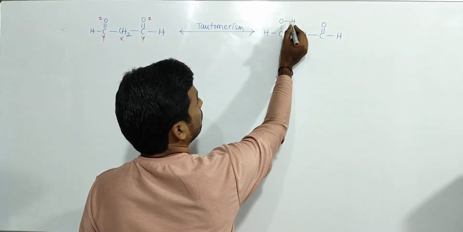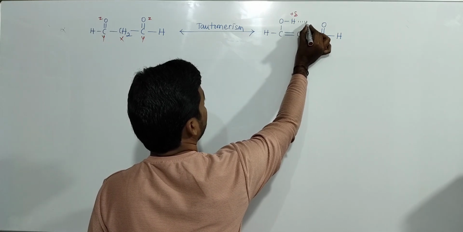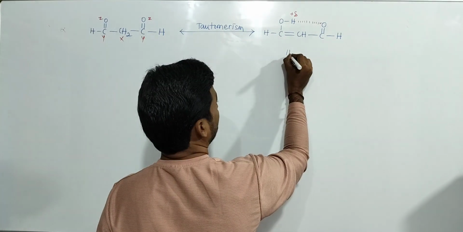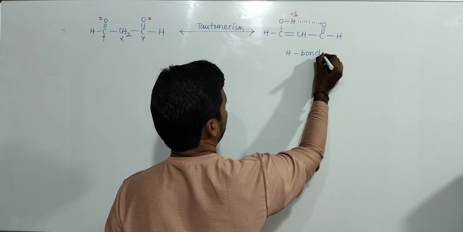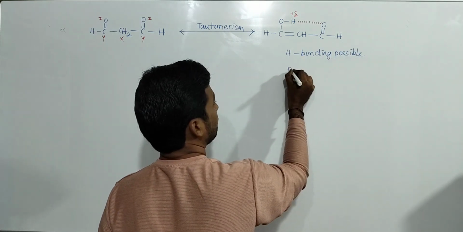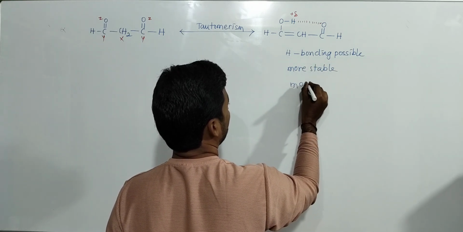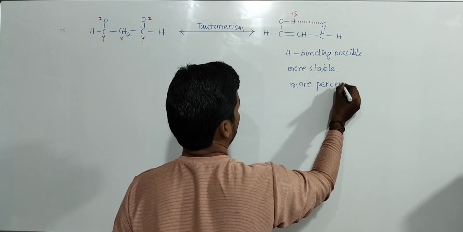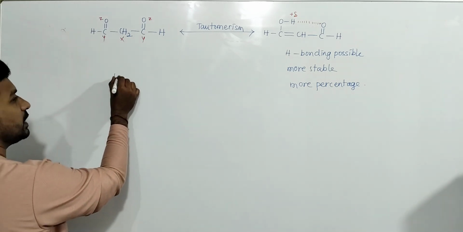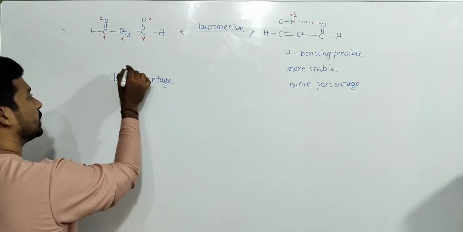See here, a hydrogen atom attached to a more electronegative atom becomes partial positive. Between the partial positive hydrogen and the more electronegative atom, hydrogen bonding is there. Here hydrogen bonding is possible. That's why this is more stable, always more percentage. Thus this is obviously less percentage. Why is it less percentage? Less stable.